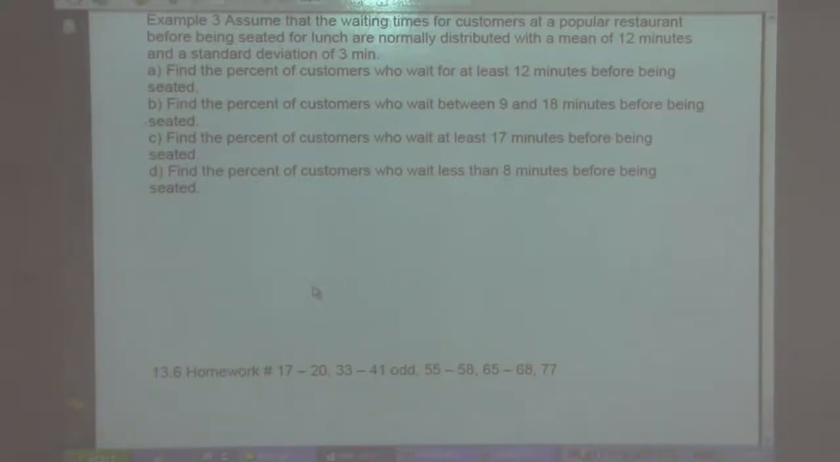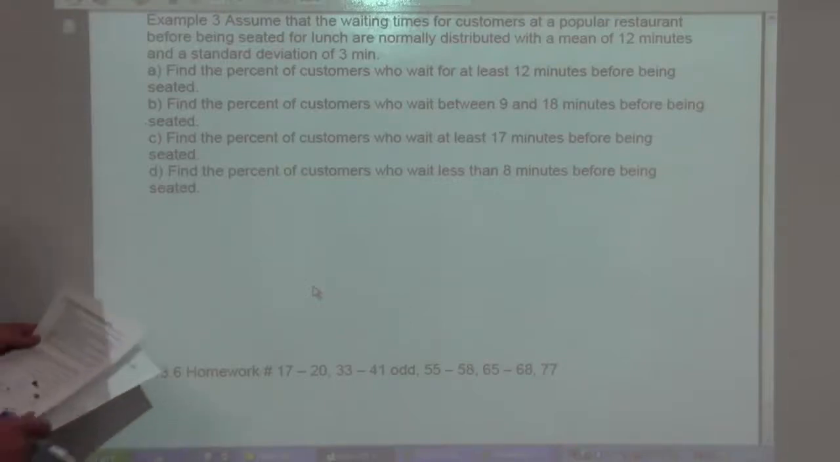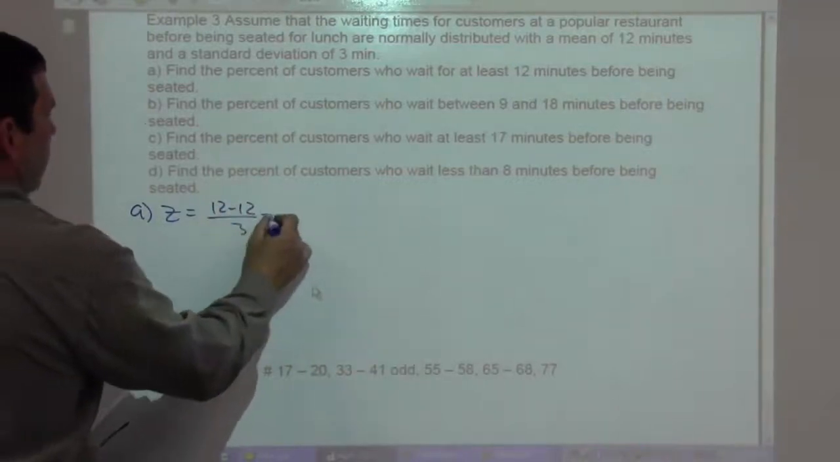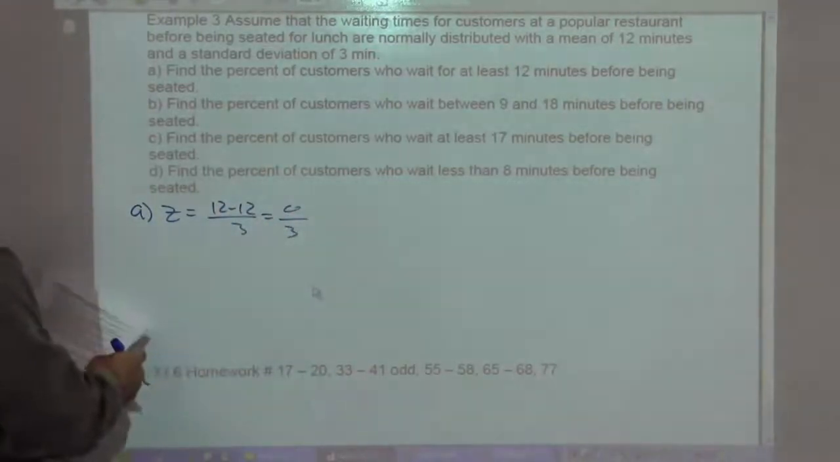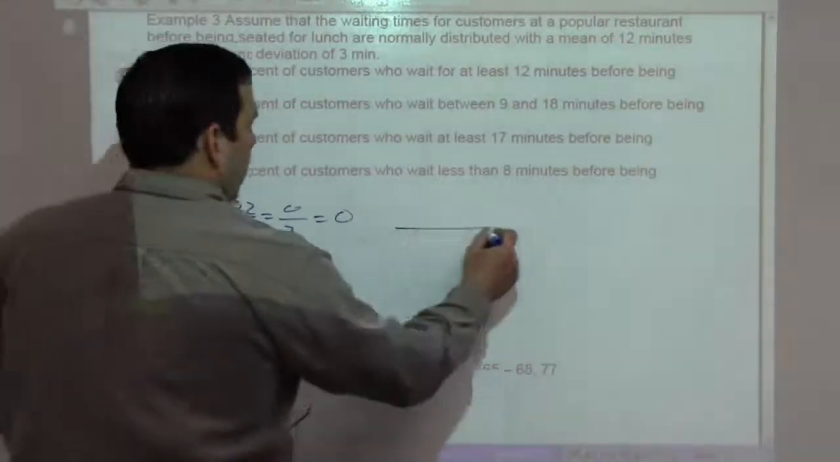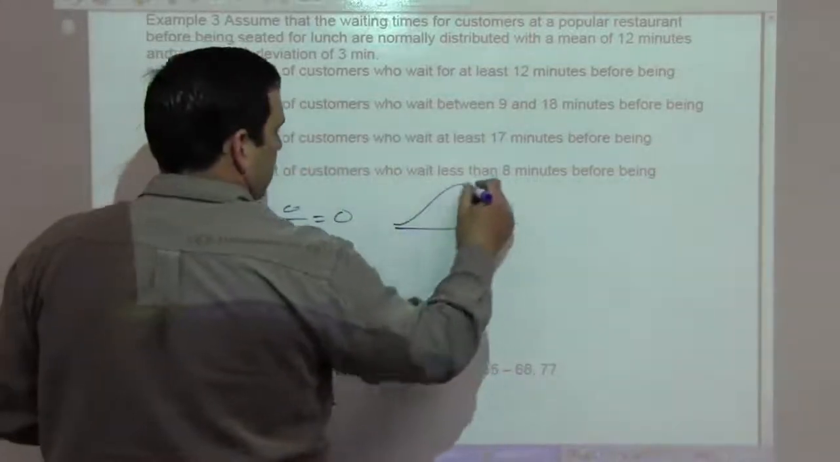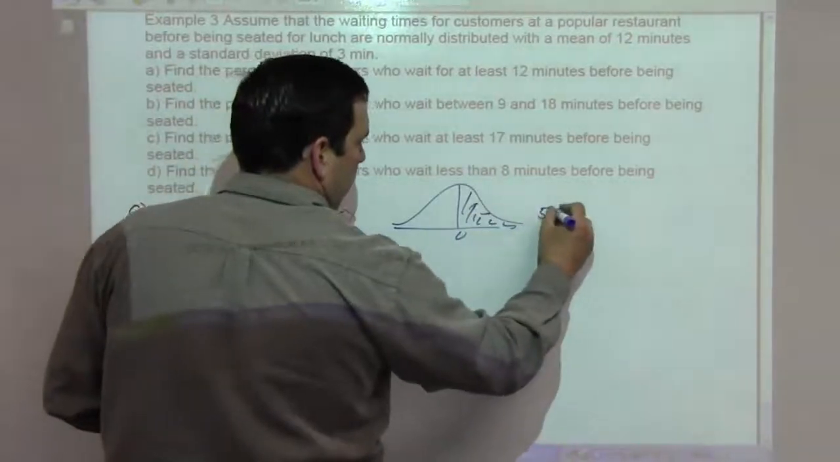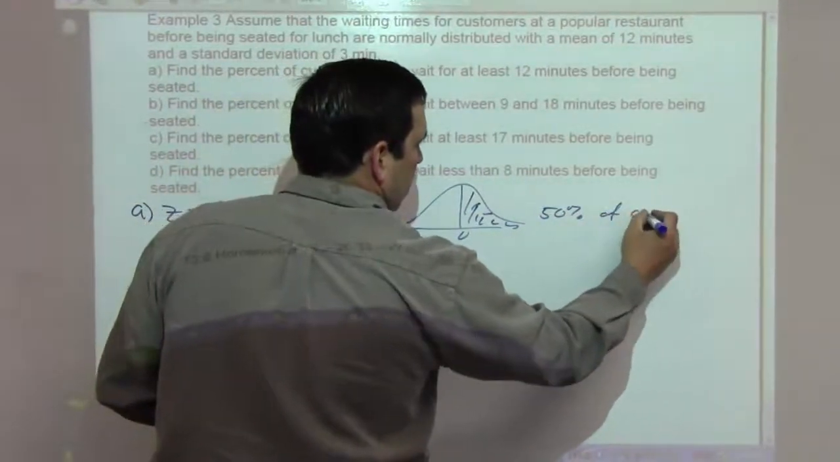Assume that the waiting times for customers at a popular restaurant before being seated are distributed with a mean of 12 minutes and a standard deviation of 3 minutes. Find the percent of customers who wait at least 12 minutes before being seated. So for A, the z-score is going to be 12 minus 12 over 3. That's 0 over 3. And so at 0, this is who waited at least 12 minutes. So we're at 0 and above. So that's half of the table, 50% of customers.